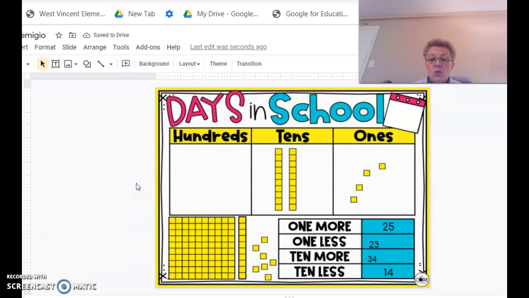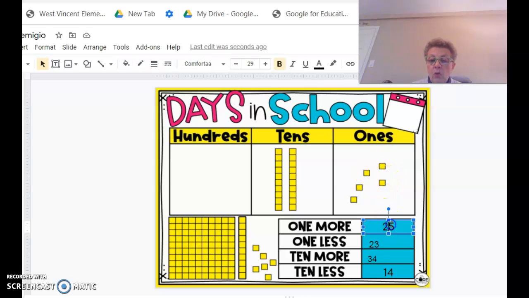Alrighty, our days in school. So yesterday we were at 24, which means today we are in school for 25 days. So we're going to take a cube and we're going to move it into the ones column because all of our cubes are worth 1. And we're going to count starting with our long. And we know a long is worth 10, so we're going to start counting by tens and then we're going to count by ones. Here we go. 10, 20, 21, 22, 23, 24, 25.